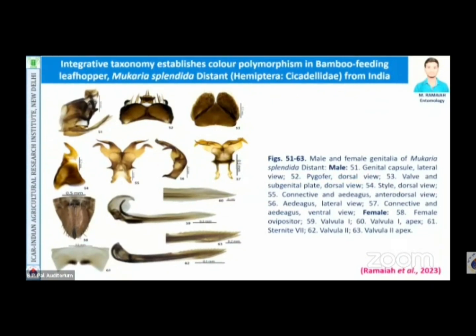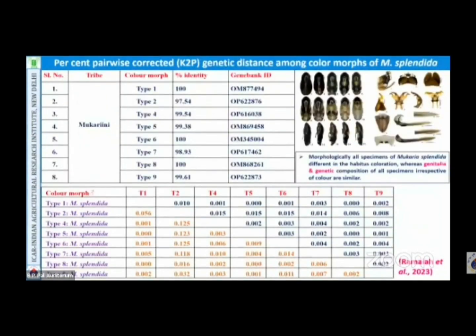These morphological characters we integrated with the molecular taxa, finally confirming that all specimens of Mucaria splendida differ in their habitat coloration, whereas the genitalia and genetic composition of all the specimens, irrespective of the color, are similar.